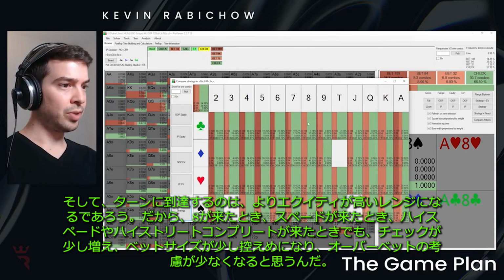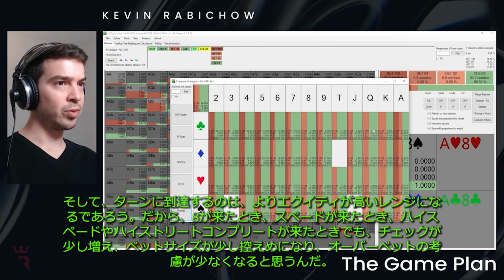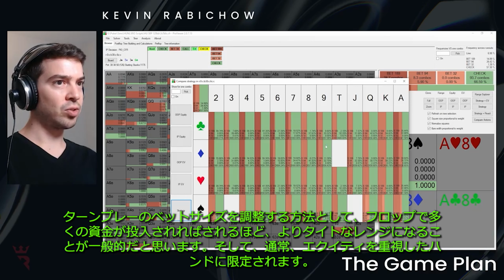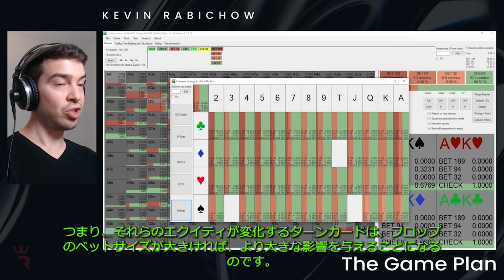So when the 8 comes, when the spade comes, even when the high spade comes or the high straight completer comes, we're seeing, I think, a bit more checking, a bit more conservative bet sizing, so less consideration of overbets. And that's the way that I would generally think about adjusting bet sizes for turn play: the more money that went in on the flop, the tighter the ranges have become, and usually they're restricted towards equity-driven hands. So those equity-changing turn cards are going to have a bigger impact if the flop bet size was bigger.